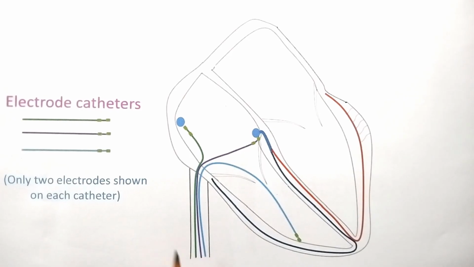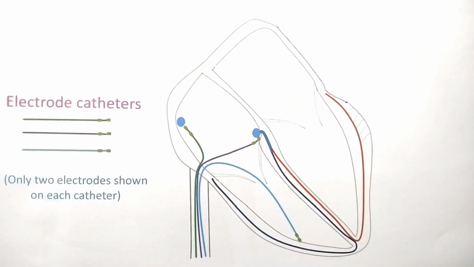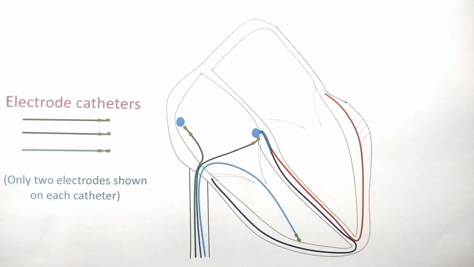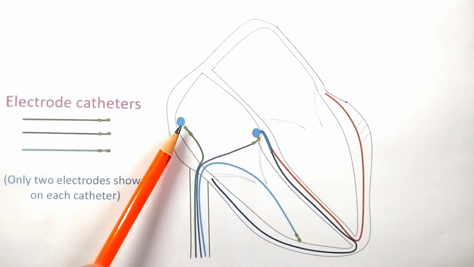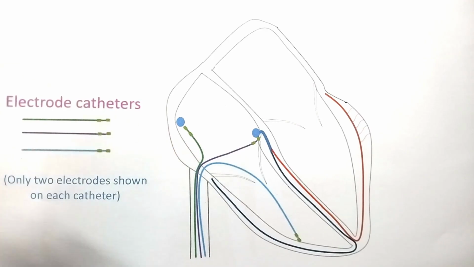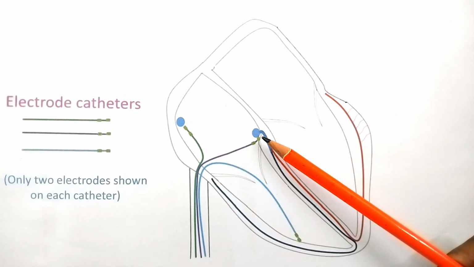This is a diagrammatic representation of electrode catheters being introduced into the heart. Here it is from the lower side. That means the electrodes are introduced from the groin. It could also be introduced from above, that is through the veins of the neck. Here this electrode catheter has 2 electrodes, one at the tip and one just before that. Similarly, here also there are 2 electrodes at the tip and just before that.